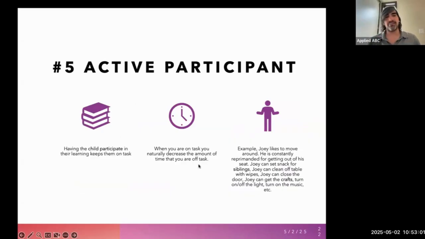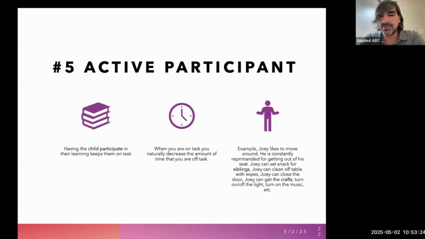Be an active participant. Having a child participate in their learning keeps them on task. We want buy-in from them. We want them to feel like an equal partner. When you're on task, you naturally decrease the amount of time that you're off task. Well, that's sort of circular reasoning, but certainly true.